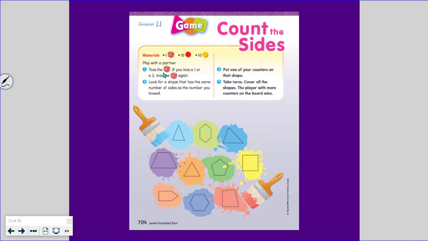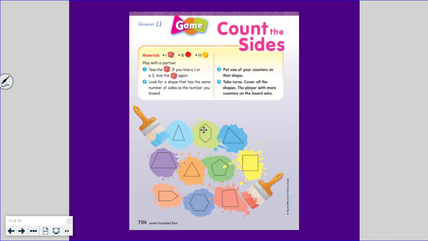It says toss the die. If you toss a 1 or a 2, you have to roll again. So 1s and 2s, we don't want those. Okay, so we roll. This time we could get a 3, 4, 5, or 6. So look for a shape that has the same number of sides as the number you tossed. Put one of your counters on that shape. So if I roll a 3, I would put a counter on the triangle. Take turns, cover all the shapes. The player with more counters on the board wins. So if I roll a 3 and there's no more triangles, then I don't get to cover any shapes. Okay? And so you keep playing until everything's covered.